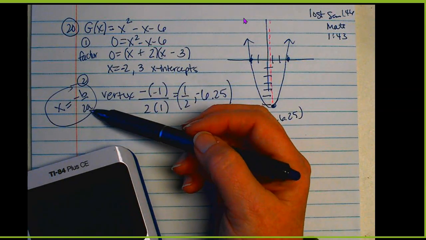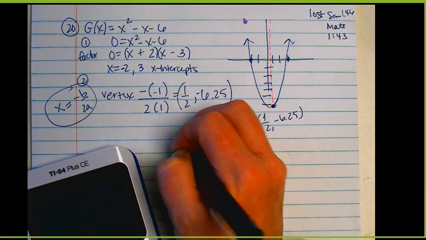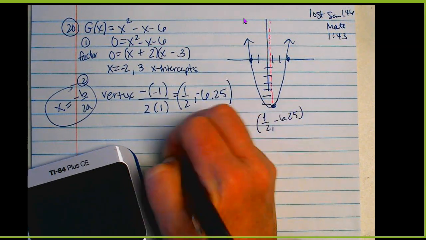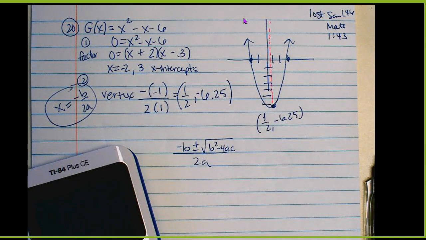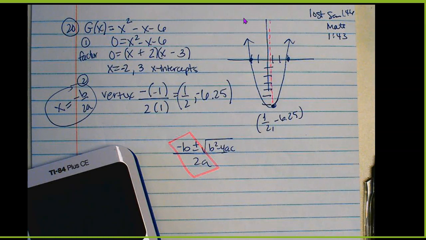So you have to memorize negative b over 2a, but it's the beginning. So the quadratic formula is negative b plus or minus the square root of b squared minus 4ac all over 2a. You already know the quadratic formula. The vertex is this part. It's straight from the quadratic formula. So y'all already know this.